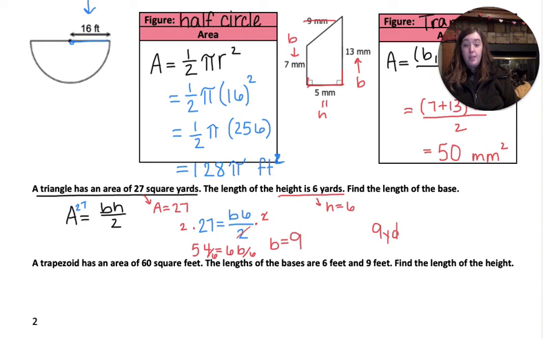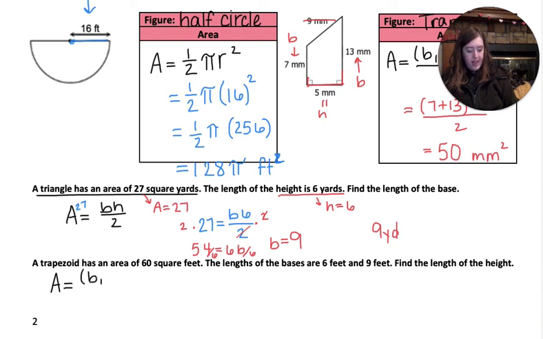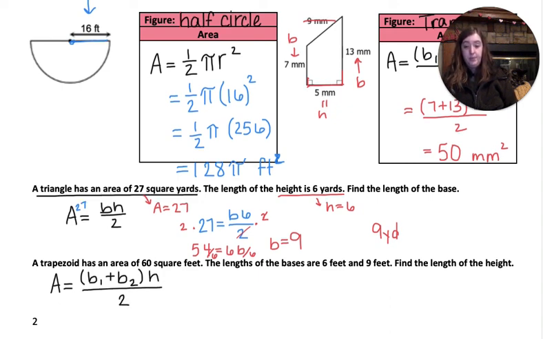Now we have a trapezoid. It has an area of 60 feet. The length of the bases are 6 feet and 9 feet. And then we want to find the length of the height. So it tells us that that's a trapezoid. So the area of a trapezoid is, you're going to add those bases together, multiply it by the height, and then divide that whole thing by 2.